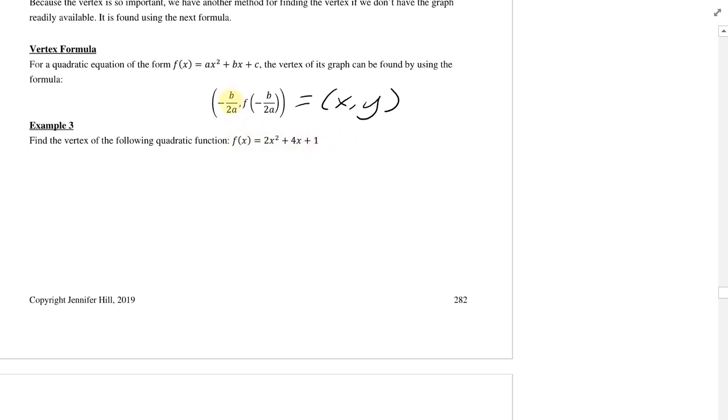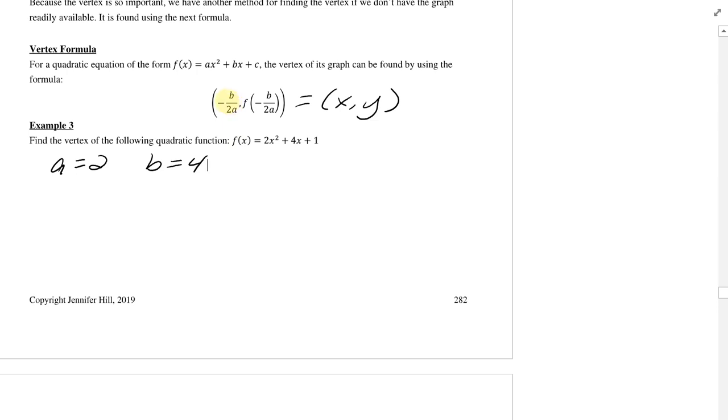So looking at this formula, I need to know what's in the A position and the B position. And remember, when you think of what I mean by A position, B position, you're thinking about it in this form. So when I look at this equation here and compare it to this, what is in that A position? Well, in this case, what's in my A position is the 2, and what's in the B position is the 4. So there's my A, there's my B, and so now I can find the x part of my coordinate.